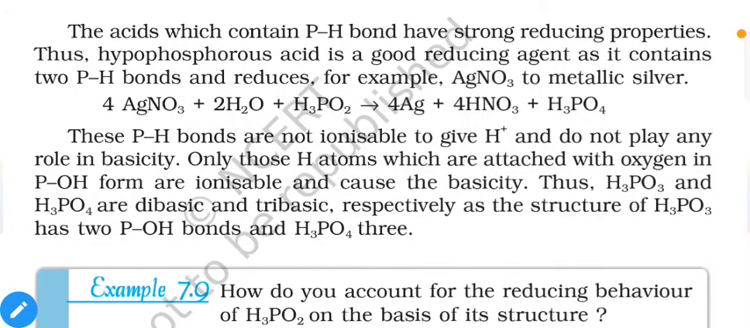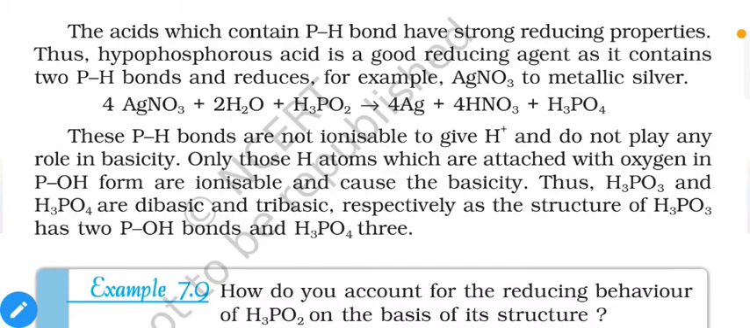The acids which contain P-H bonds have stronger reducing properties, thus hypophosphorus acid is a good reducing agent as it contains 2 P-H bonds and reduces, for example, AgNO3 to metallic silver. AgNO3 plus 2H2O gives H3PO4, and it leaves Ag, that means reduced silver. These P-H bonds are not ionizable to give H plus and do not play any role in basicity. The reason is that the difference of electronegativity between phosphorus and hydrogen is very small.